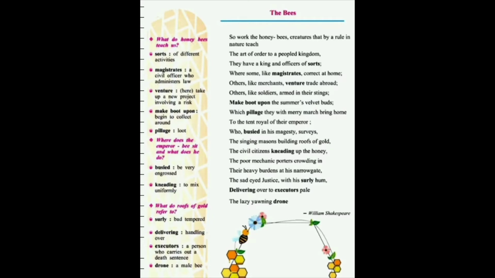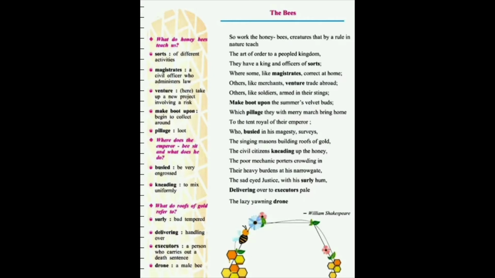And that is what William Shakespeare is trying to tell us, that the life of bees is in a proper orderly manner, and even they have certain works to carry out, and even they have a proper timetable to follow. The art of order to people kingdom, they have a king and officers of sort, okay.